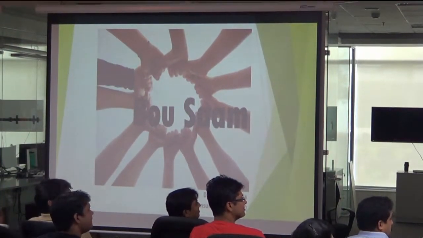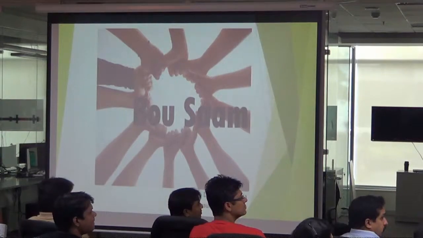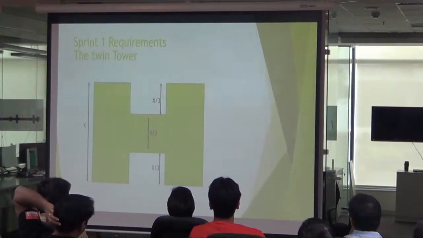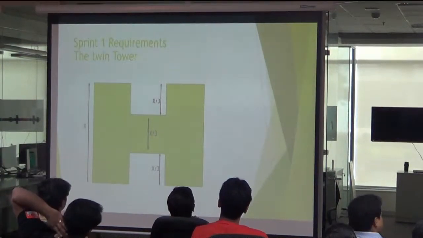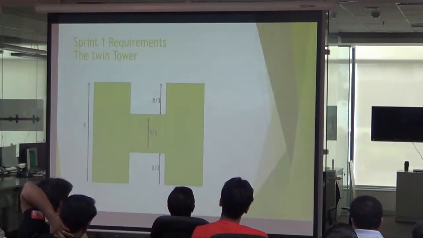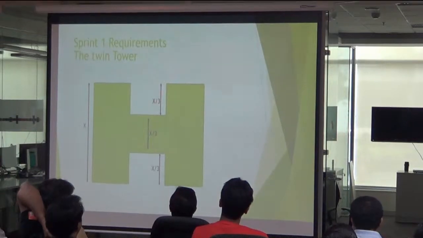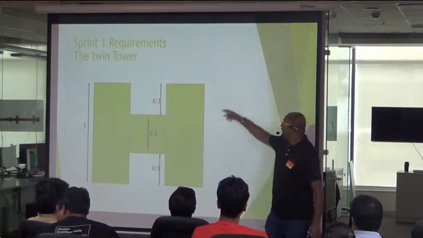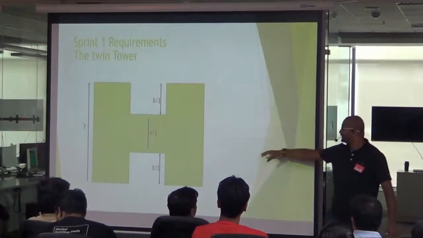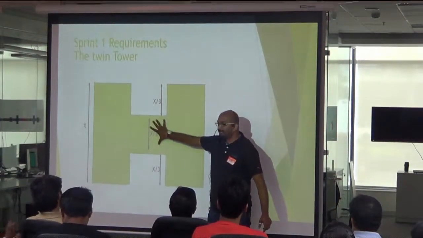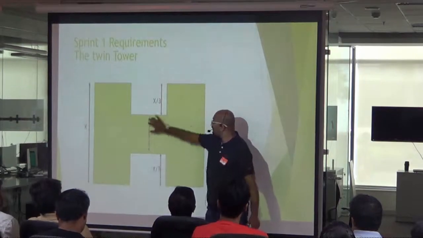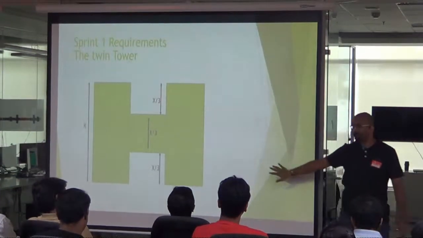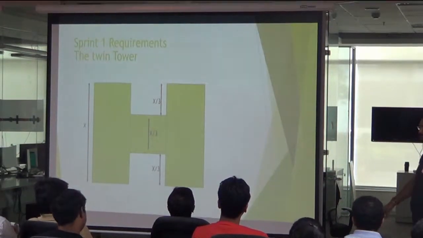What you need to build is this: a simple twin tower. You can choose the width of this as much as you want. Fix the height, and this section would be 1/3 the height, this section 1/3, and this section 1/3. Right? This is the only requirement for your sprint 1.